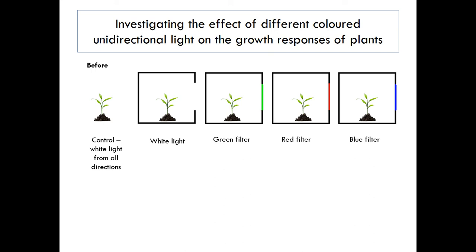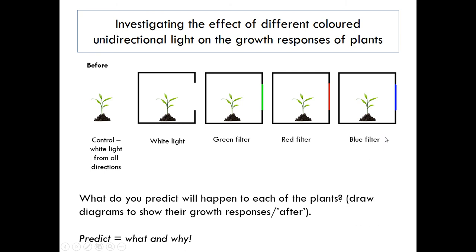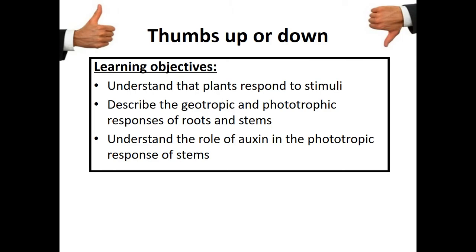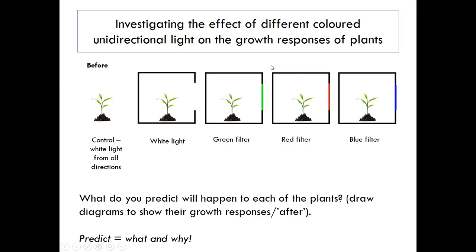So if we were going to investigate the effects of different things on plants, you could have a box like this. White light for more directions is the control, so you can compare your results. The dependent variable is how the plants grow. The independent variable is the one we're changing, which is, in this case, the filter, or the amount of light the plant's getting. So you can have a go at trying to fill these in and see what you think is going to happen.